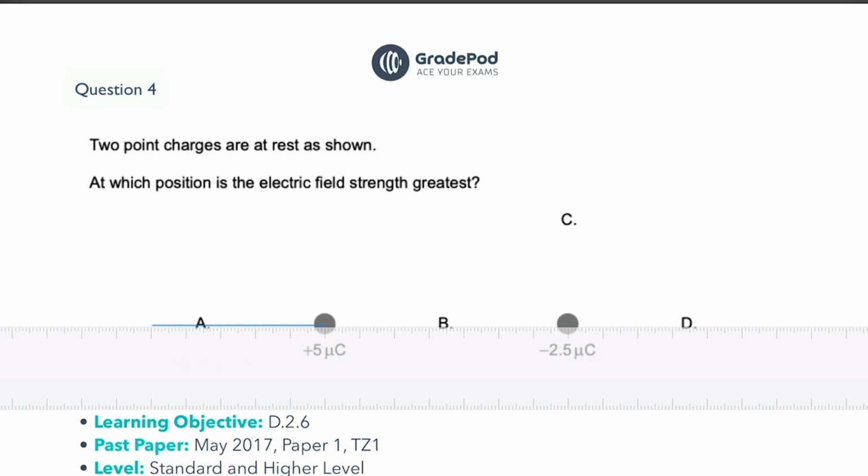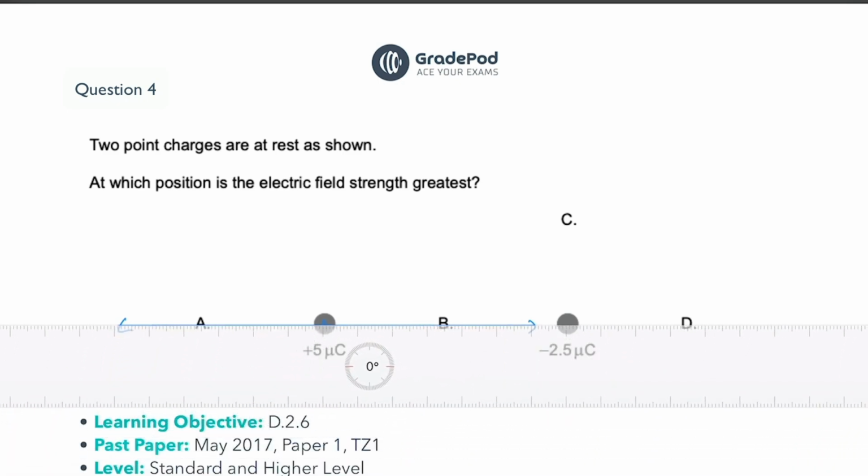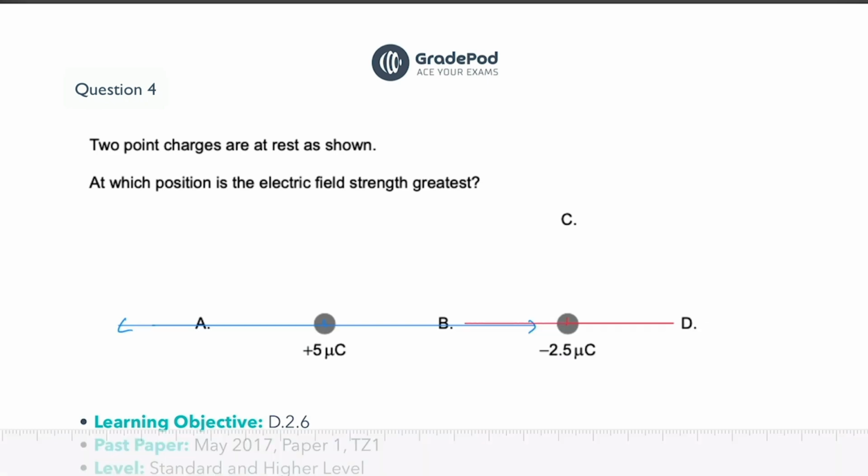1, 2, 3, 4, 5, 6. So that's a representation of the electric field strength due to the plus 5 coulombs. Let's look at the representation of the field strength due to the minus 2.5 coulombs. It would be attracted, and it would be half the amount that we gave to the plus 5 coulombs. It would be like this.